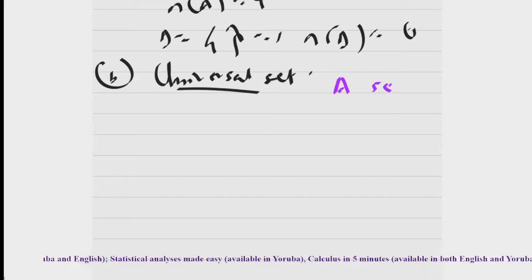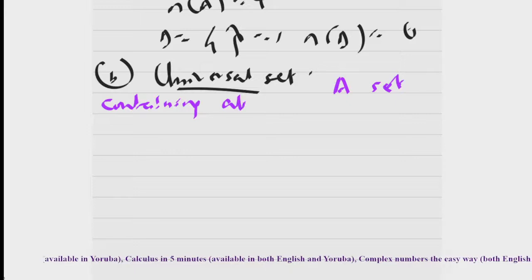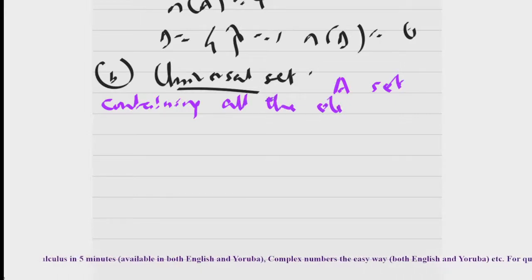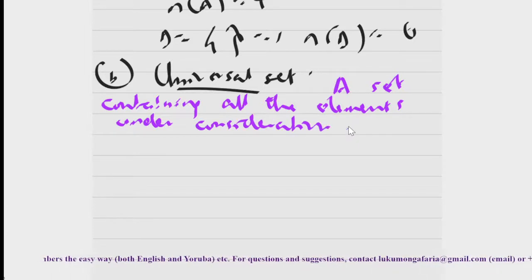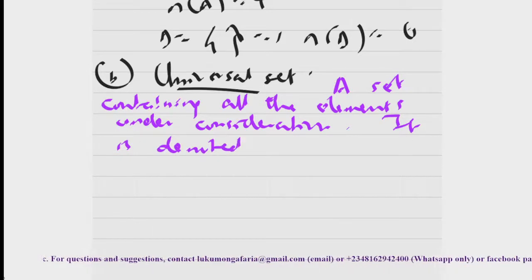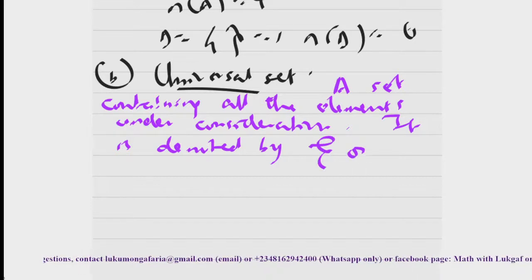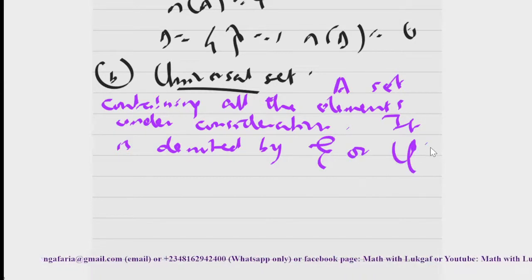A set containing all the elements under consideration. In essence, it is denoted by this. You can denote your universal set as this or this. You understand now? So in essence, when you have a set, for example a set A, it will be a subset of the universal set.